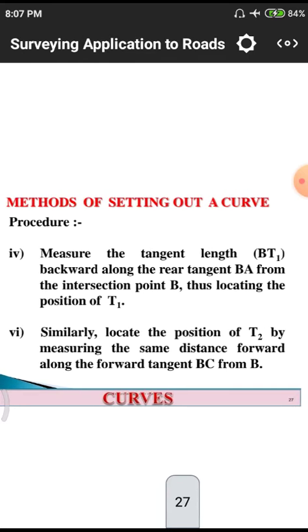After that, we need to calculate the method of setting out a curve. Measure the tangent length BT1 backwards along the rear tangent BA from the intersection point B, thus locating the point T1. Similarly, locate the point T2 by measuring the same distance forward along the forward tangent BC from B.